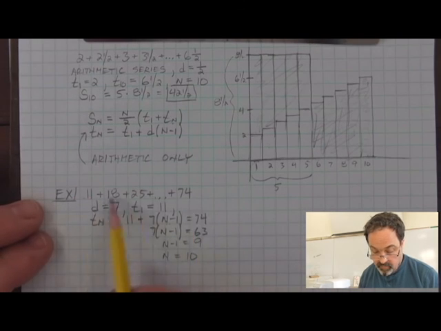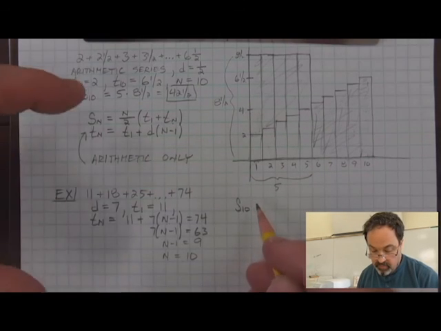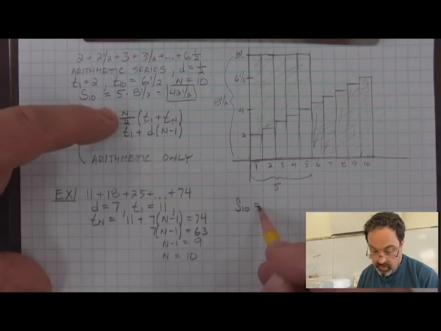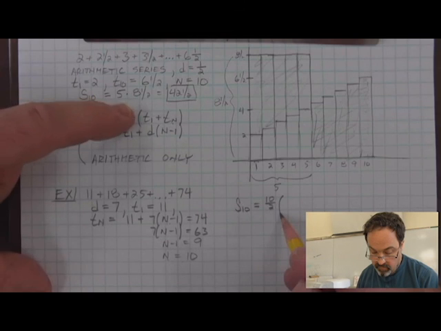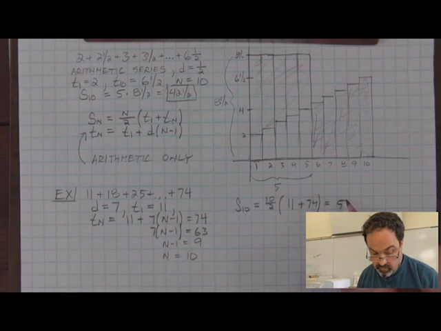So with that, the sum of this series is going to be the same calculation as S sub 10. And the formula for it is going to be n divided by 2, or in this case 10 divided by 2, times the value of the first term, or 11, plus the value of the last term, or the 10th term, in this case, 74. Or 5 times 85, which is equal to 425.